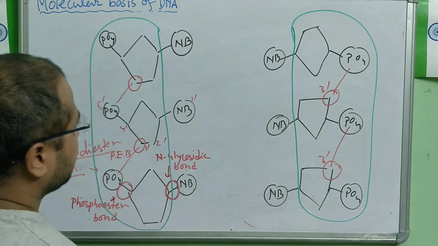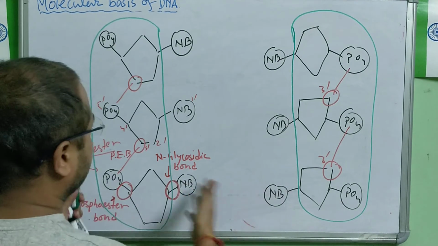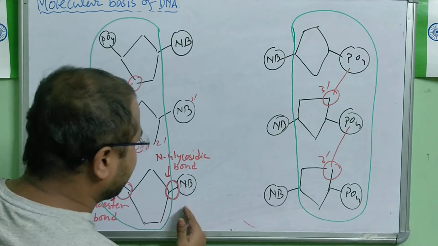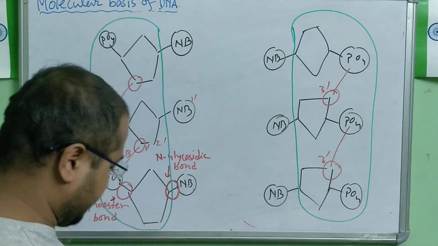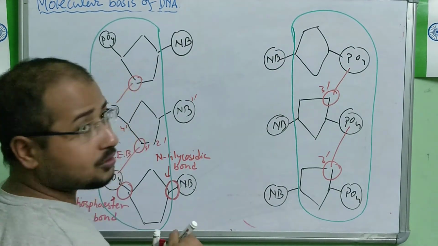Now the 2 strands are connected. Separately, the 2 strands develop. The chains develop. Now the chains need to be connected with each other. Connection is important. So that is by the hydrogen bonds.